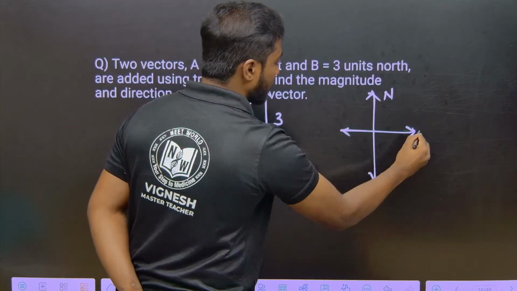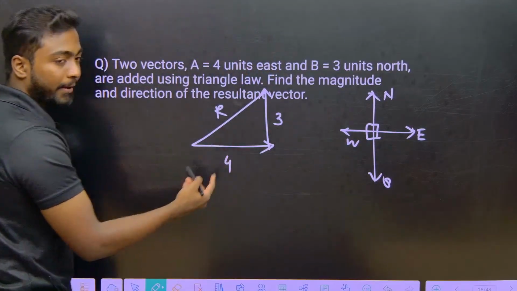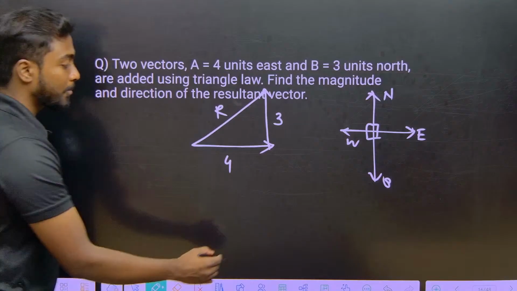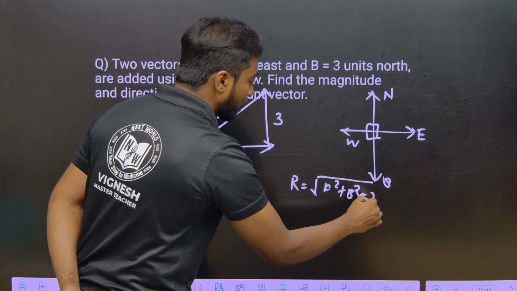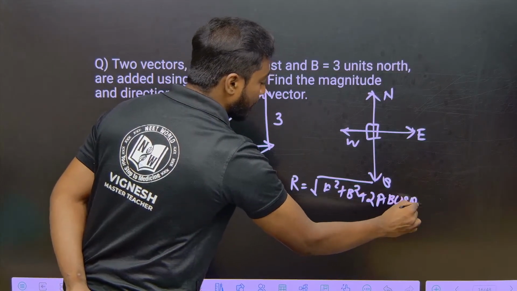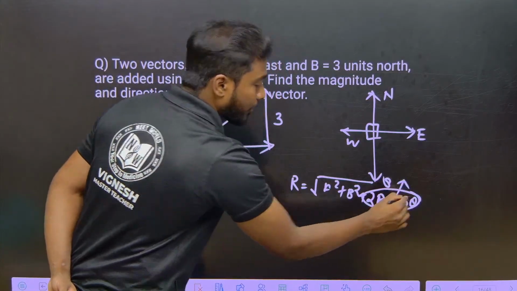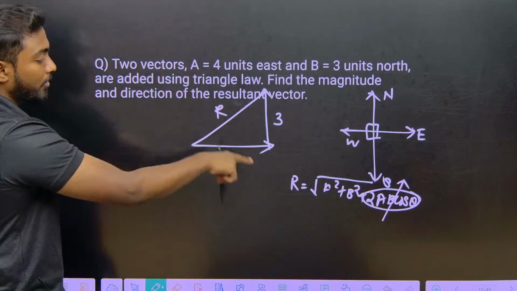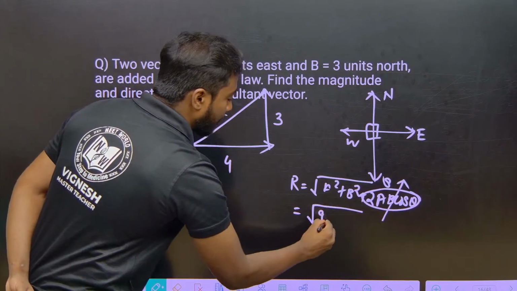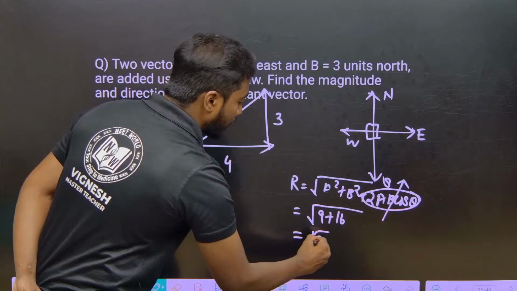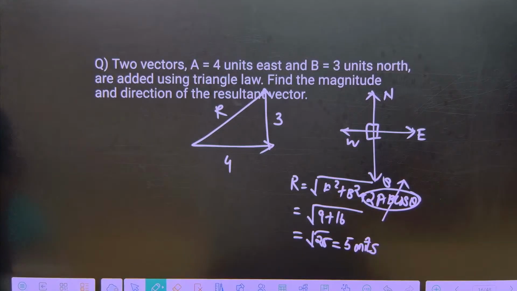So, this is my north, south, east and west. So, all the angle is 90 degree. So, I can use the Pythagoras theorem, or else the same formula I can use, R is equals to root over a square plus b square plus 2ab cos theta, where cos 90 is 0. So, that term will become 0. Same, like hypotenuse is equals to under root of a square plus b square. So, which is 9 plus 16. So, under root of 25, which is nothing but 5 units. 5 units in northeast direction.